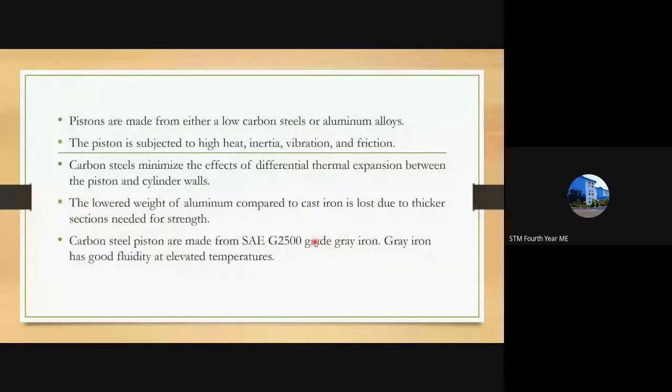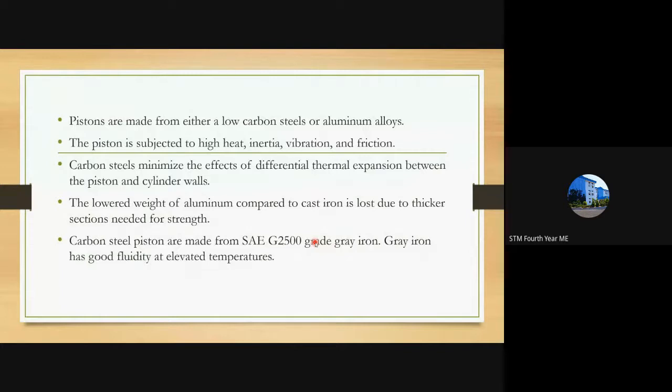Next, pistons are made from low carbon steels or aluminum alloys. So why is aluminum used? It is because aluminum is lighter and also has a higher thermal conductivity. So what is thermal conductivity? It means it can conduct heat very fast outside. So heat will be generated inside the cylinder, and that heat must be dissipated outside so that the cylinder will not face any thermal deformation.